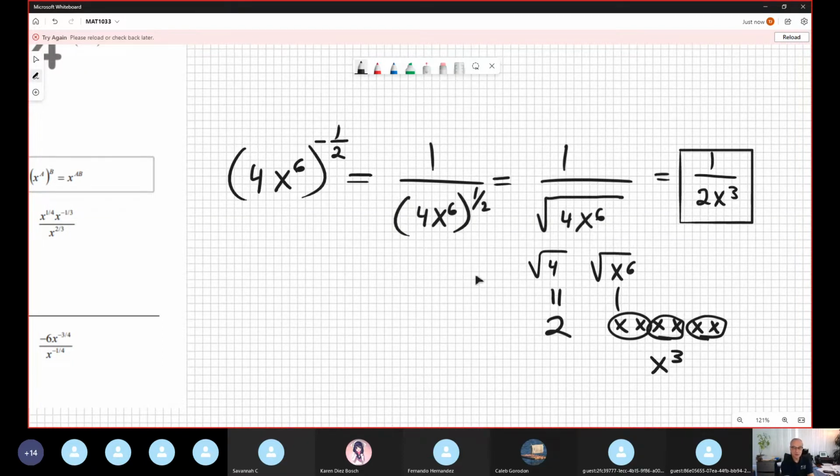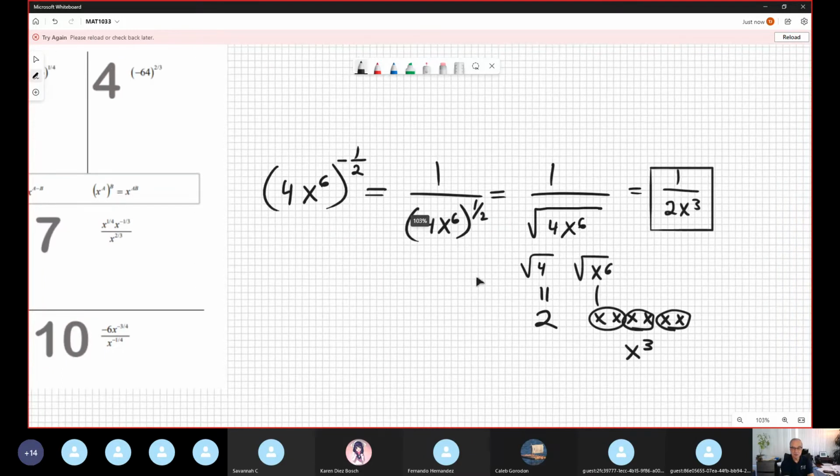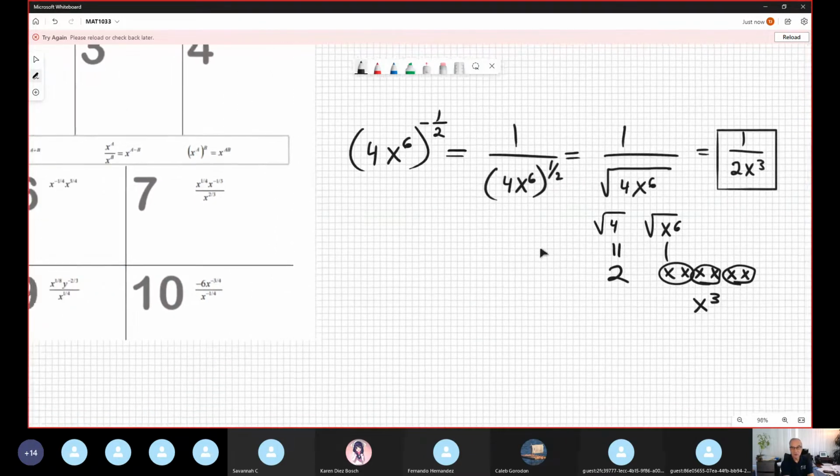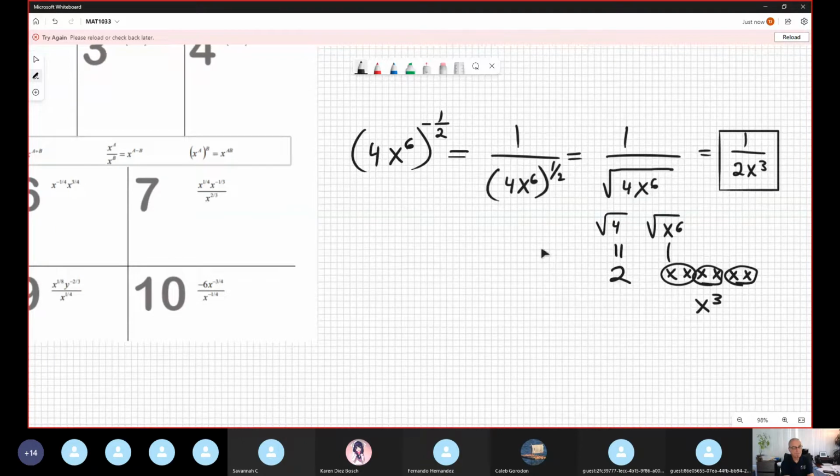It's a very interesting and easy problem, no? One more. Number 9. I say x to the 1 over 8 times y to the minus 2 thirds, over x to the 1 over 4. And simplify.